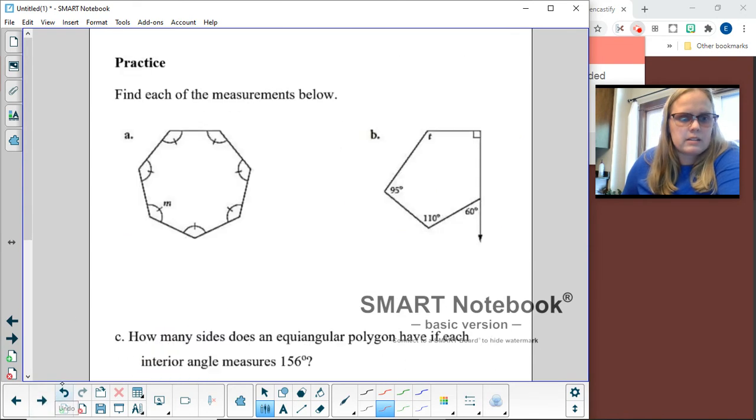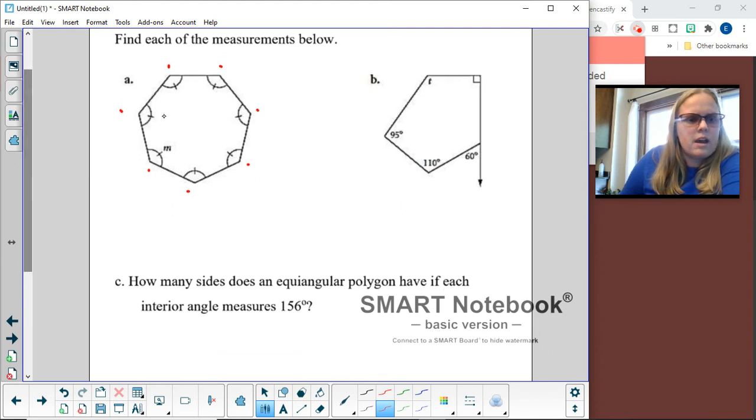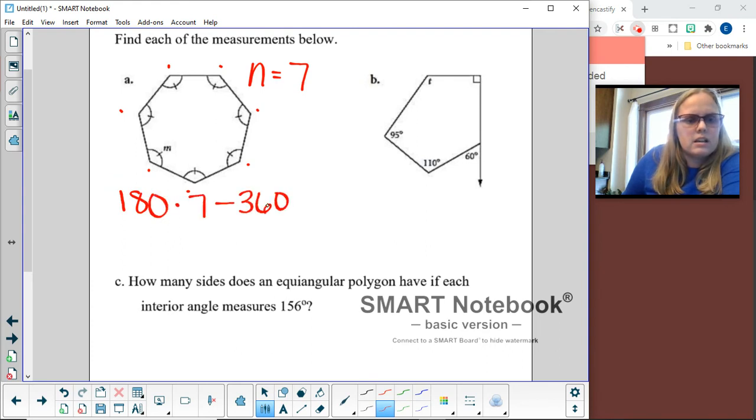So let's practice. This figure has 1, 2, 3, 4, 5, 6, 7 sides and 7 vertices. So that means the number of sides is 7. So maybe this time I will use the longer equation where we had 180 times the number of sides minus 360. I'm going to need to use my calculator for this one.